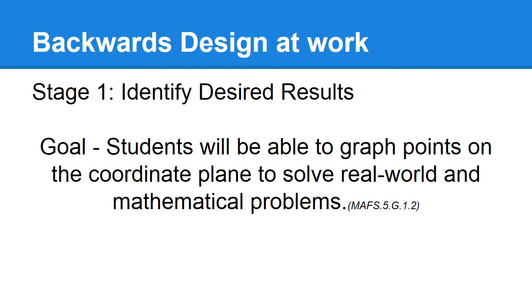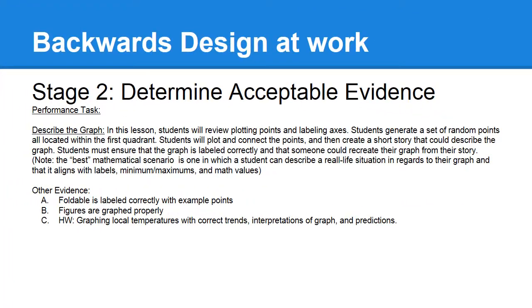During this stage, you will identify the desired result. In other words, what should the student be able to do after learning and practicing the skill? What is the end product? The desired result based on the standard chosen is for the students to be able to graph a point or points on the coordinate plane to solve real-world and mathematical problems. These results will be assessed during stage 2 through plan acceptable evidence.